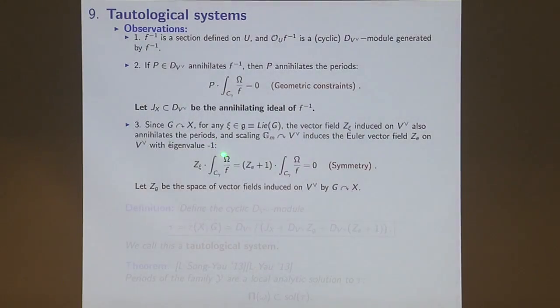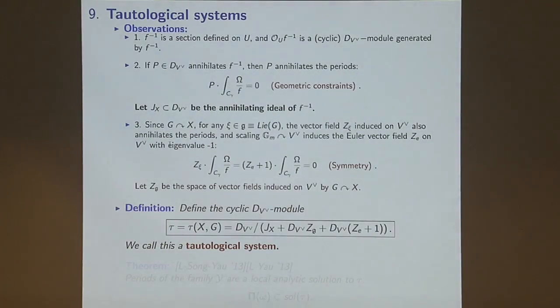Moreover, notice that omega over f has a homogeneous degree of -1. Because f lives in the denominator, it has a homogeneous degree of -1 in the coordinate of v check. And therefore, the scaling group Gm on this will induce an Euler vector field that annihilates the period integral as well. So together, they give you a bunch of symmetry operators. These are all first-order differential operators annihilating the period. I denote by Zg collectively this symmetry operator.